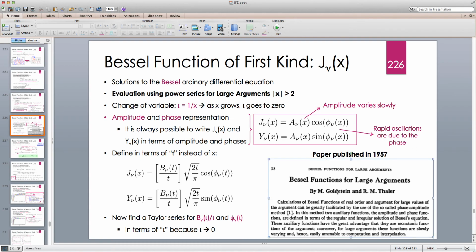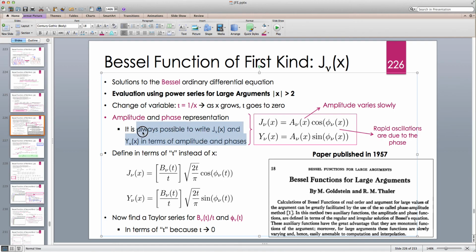So what is being done in this paper is that it uses a change of variable. So t is equal to 1 over x, and when x goes to infinity, t goes to 0. Now, if we find an expression as a function of t, because t goes to 0, we can calculate a Taylor expansion at 0, right? For that function of t. So as x grows, t goes to 0. So first we do this change of variable, and then we do this amplitude and phase representation when x is large or t is very small.